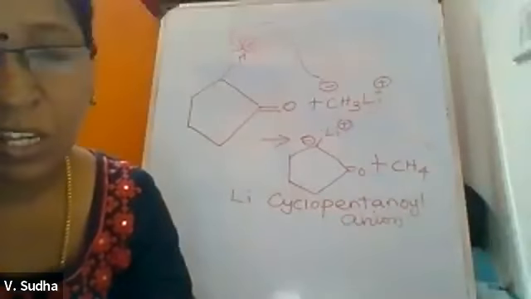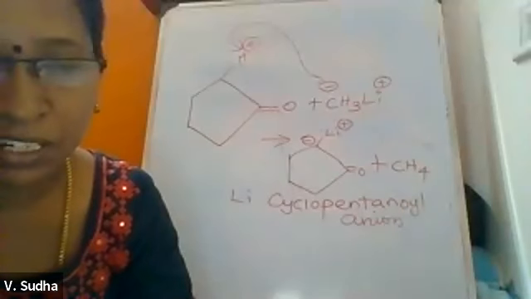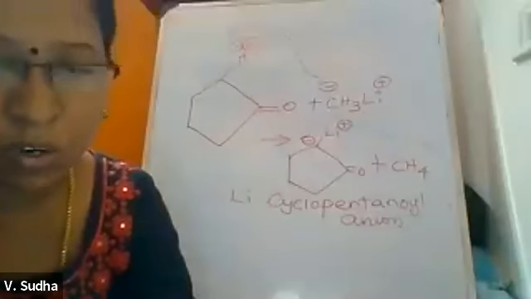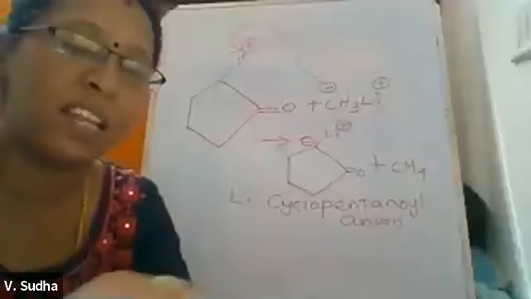The structure should be symmetrical. So, 2-pentanone is not symmetrical, 3-pentanone is symmetrical. So, that's why the answer is 3-pentanone.